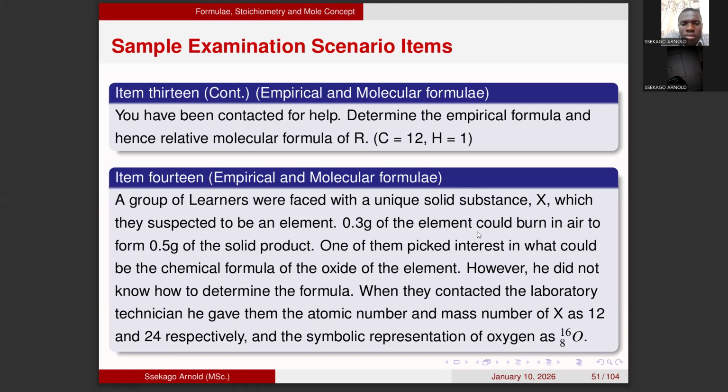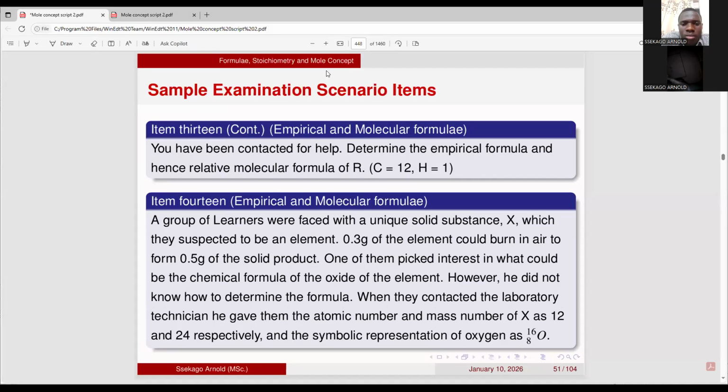0.3 grams of element X could burn in air to form 0.5 grams of the solid product. So the solid product is the oxide of X. Hope we are together. Now we proceed to our solution. The oxide of X is the solid product, formed when X combines with oxygen, that is, when X burns in air to form the solid product. Therefore, we shall have the following.